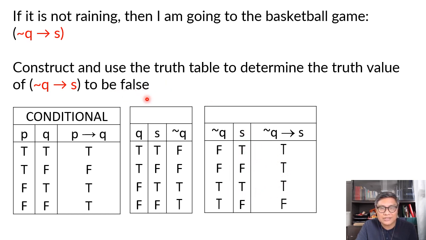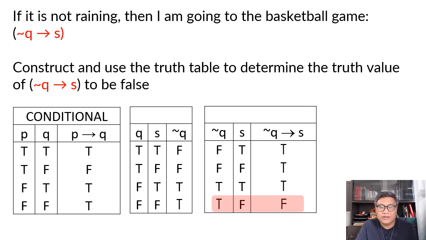Because we are asked, class, which combination is false, here we can already see that this is the only possibility that the compound statement is a false statement. That is, if it is not raining, or it is not raining should be true, then I'm going to the basketball game should be a false statement, so that the entire compound statement, class, is a false statement, because that's what we are asked, to make it a false statement.